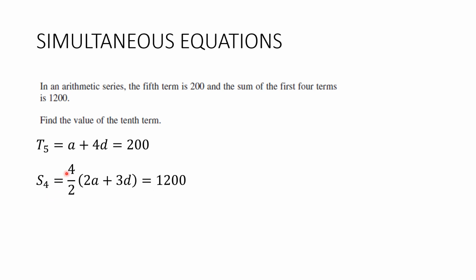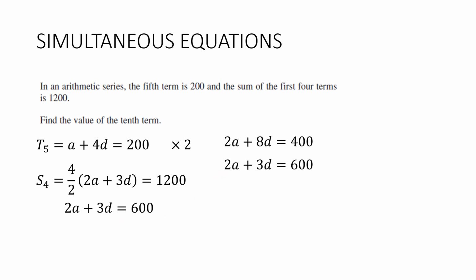Sum of 4 terms is 4 over 2, 2a plus n minus 1 d, is equal to 1200. Let's tidy this up. So 4 divided by 2 is 2. Divide both sides by 2. Now have a look at these 2 equations. We're going to have to multiply this one by 2 so that we can eliminate. So that gives us 2a plus 8d is equal to 400. And bringing this one up, 2a plus 3d is equal to 600.